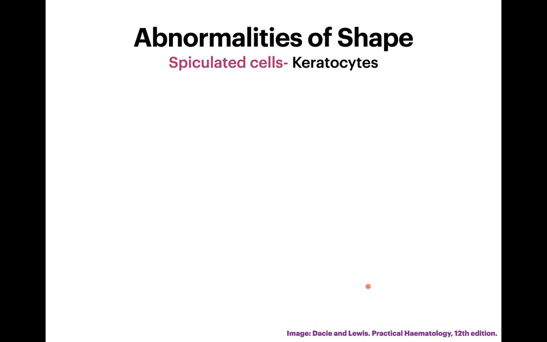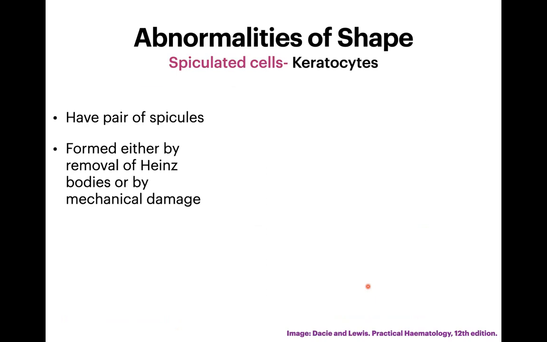Okay, so the second shape abnormality, the spiculated cell, that is keratocytes. Keratocytes have a pair of spicules. This could be one pair, mostly one pair, but they can be two pairs also. They are formed either by the removal of Heinz bodies or by mechanical damage. So Heinz bodies are formed by the precipitated globins. So in that case, you will find these.